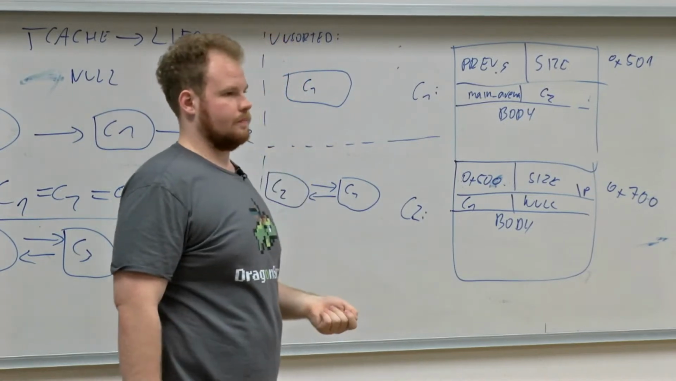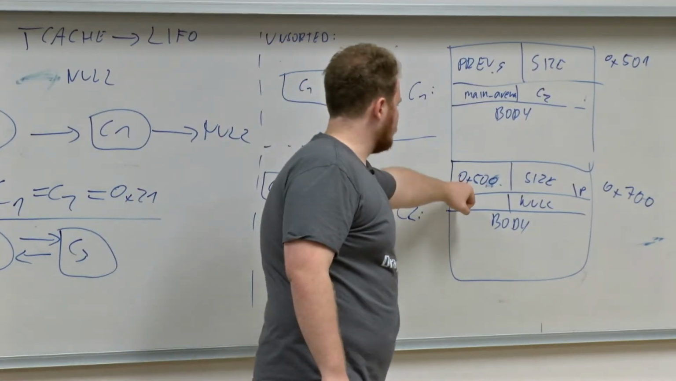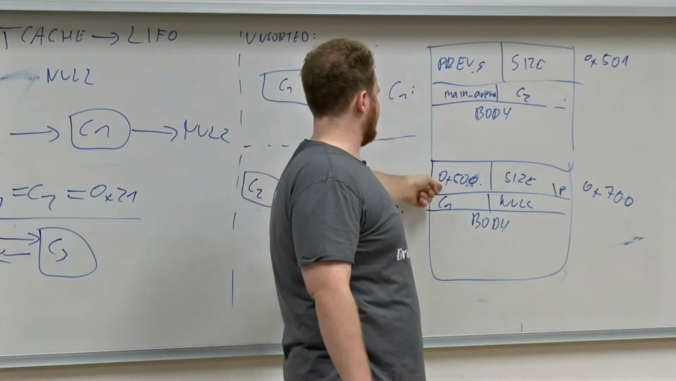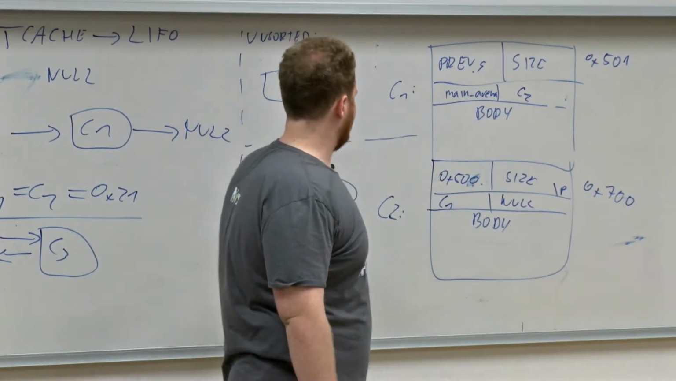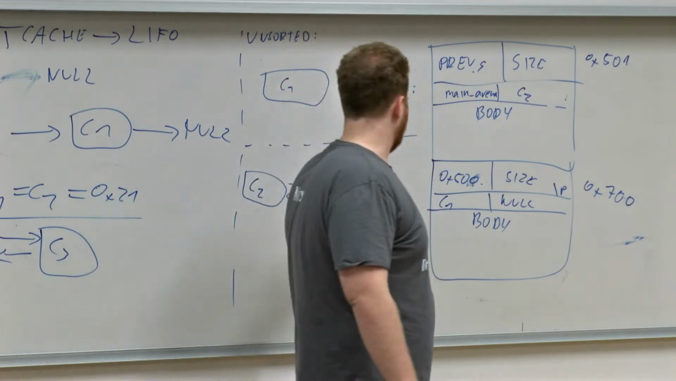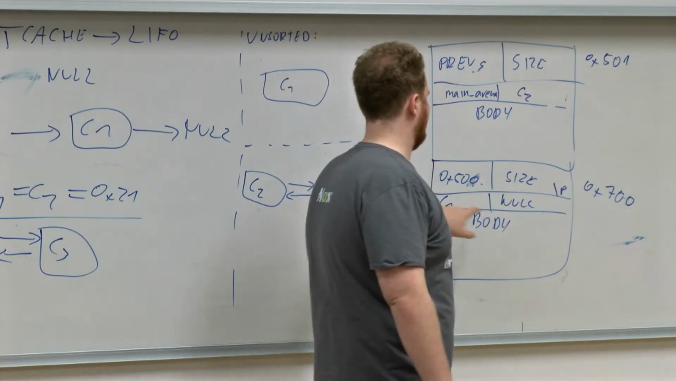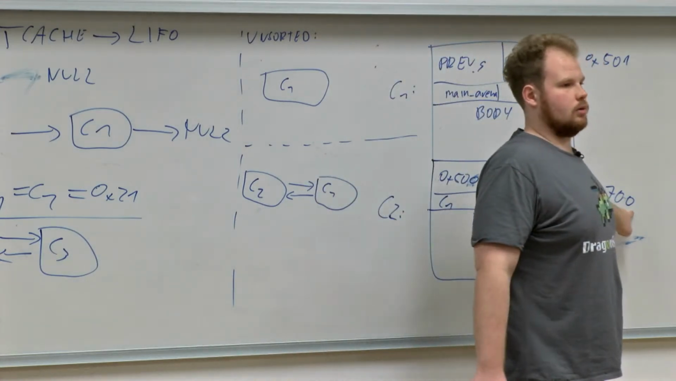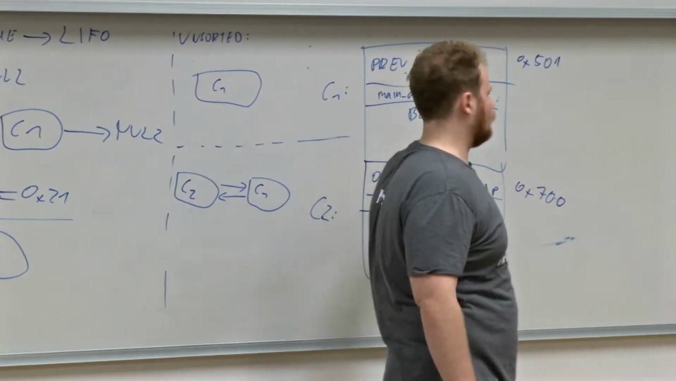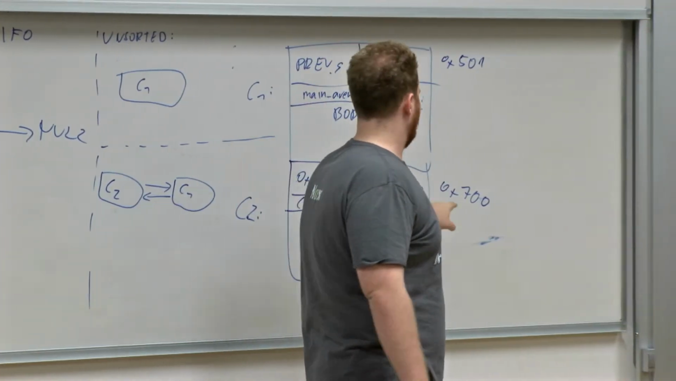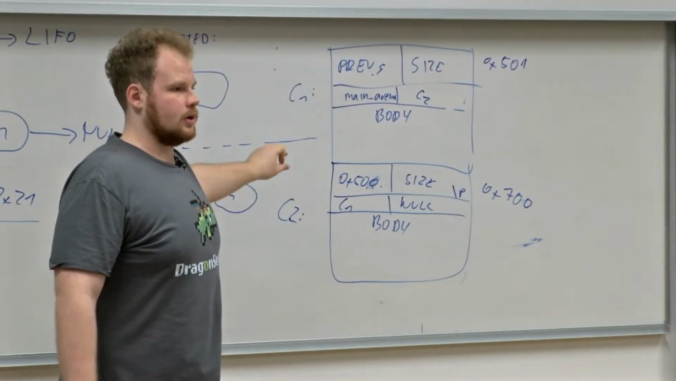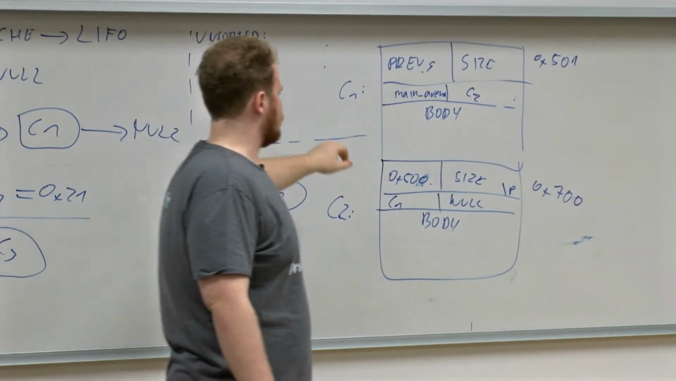How will that happen? With the use of prev size. So when we freed C1, the prev size got written, and then when we free C2, the free function will check whether here is 1 or 0. If it's 1, it will say, okay, the previous chunk is still used, we cannot merge with it. But if here's 0, that means that the previous chunk is free. So potentially we could merge.